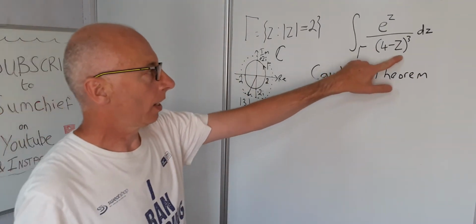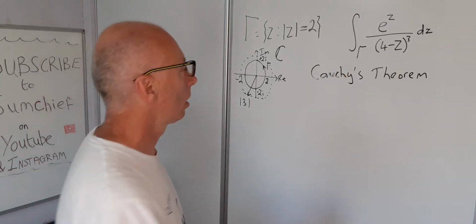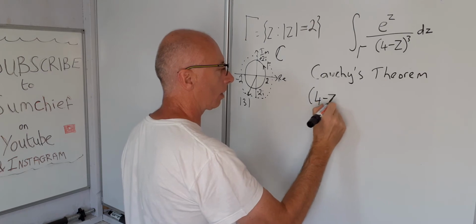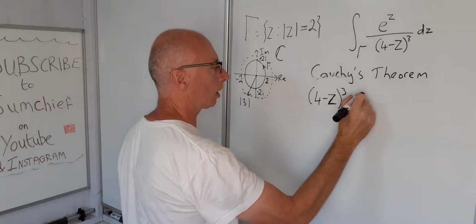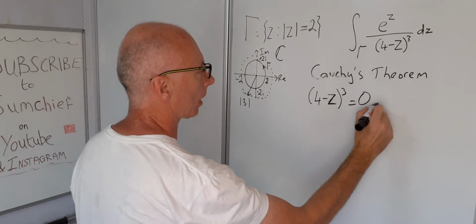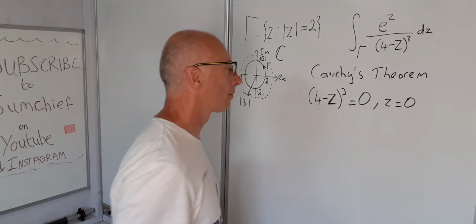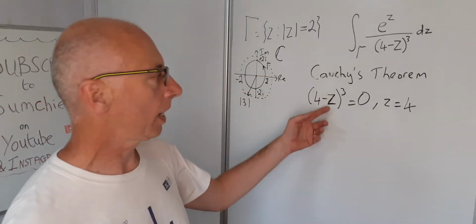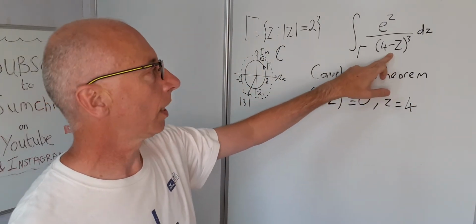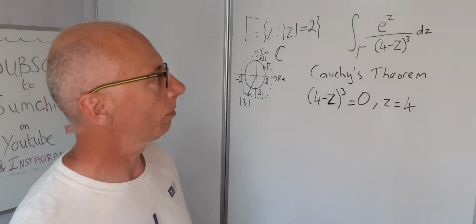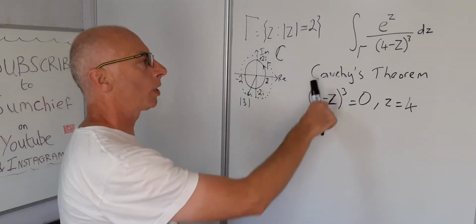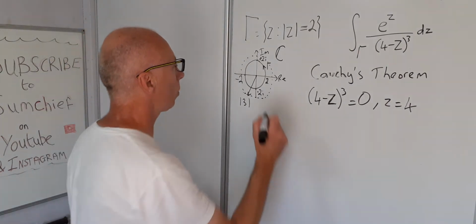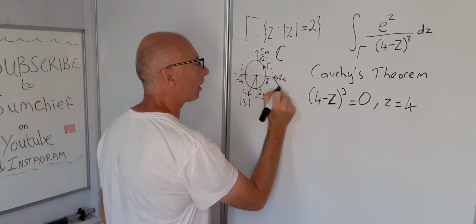Now next what we've got here is 4 minus z cubed. So what we're interested in now is when 4 minus z cubed equals 0. So obviously that's the case when z equals 4. So when z equals 4, this function here becomes non-analytic. It's undefined. But when we're dealing with Cauchy's theorem, those are the points that we're interested in.